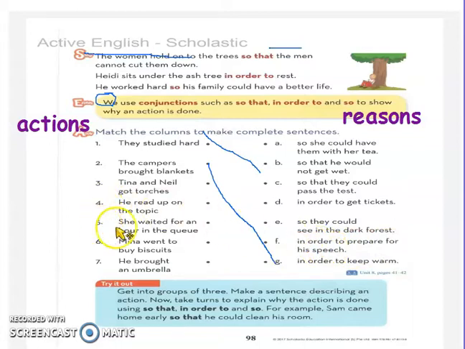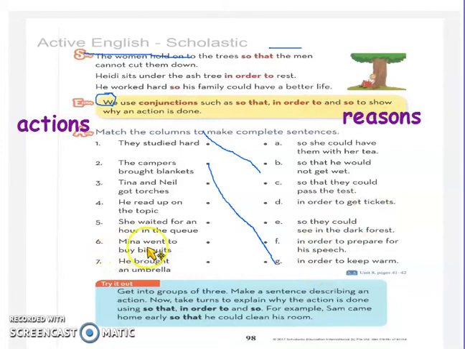Number 5. She waited for an hour in the queue. So, number 5, she waited for an hour in the queue with D, in order to get tickets.